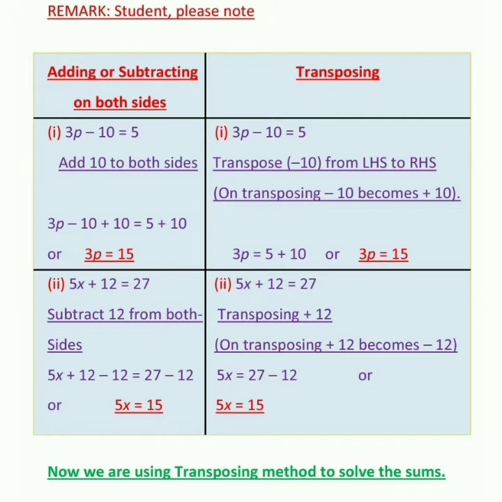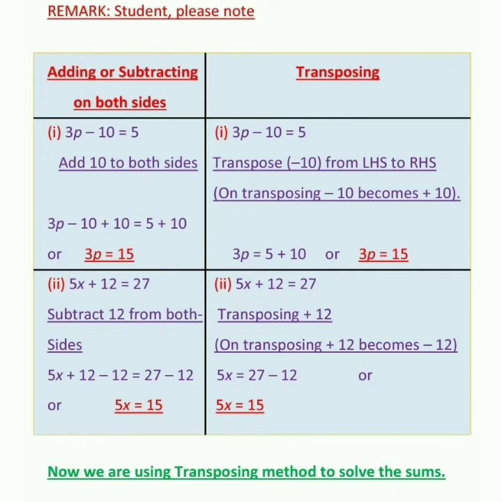Now see, first: 3p minus 10 is equal to 5. Suppose this equation is given. Now we have to solve this. So add 10 to both the sides. Therefore 3p minus 10 plus 10 is equal to 5 plus 10. Simplifying this, we will get 3p is equal to 15. The same equation we will get by the other method also.